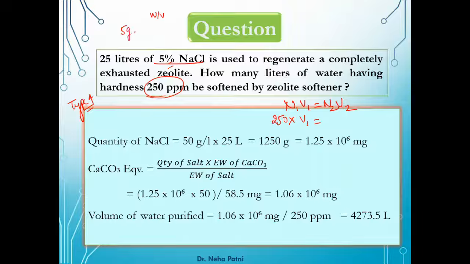So I guess 5 gram in 100 ml water. But per liter you can say it as 50 gram per liter. So you can write 50 here safely. Then V2 is 25, so write 25.